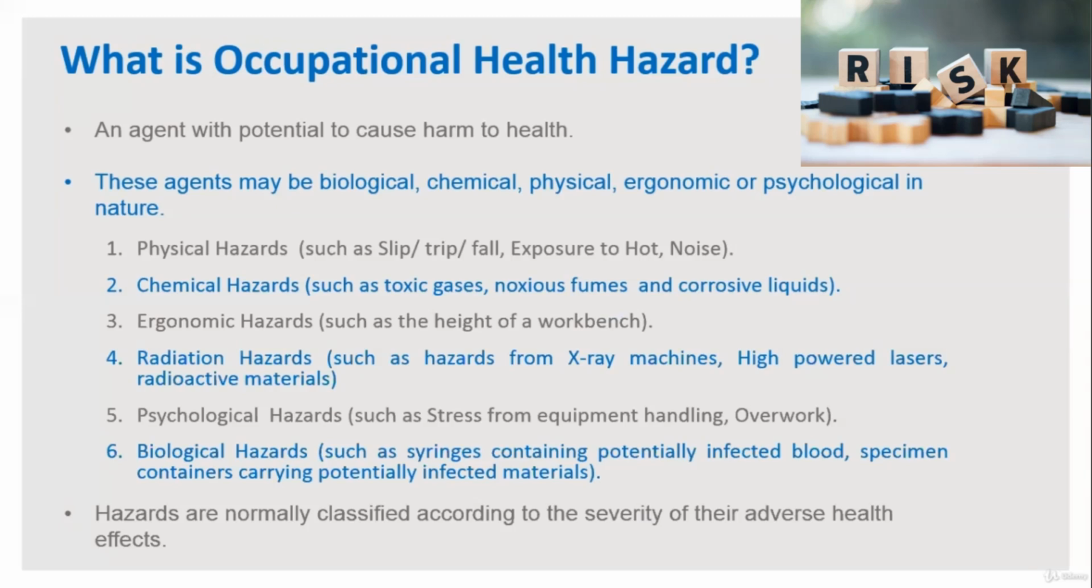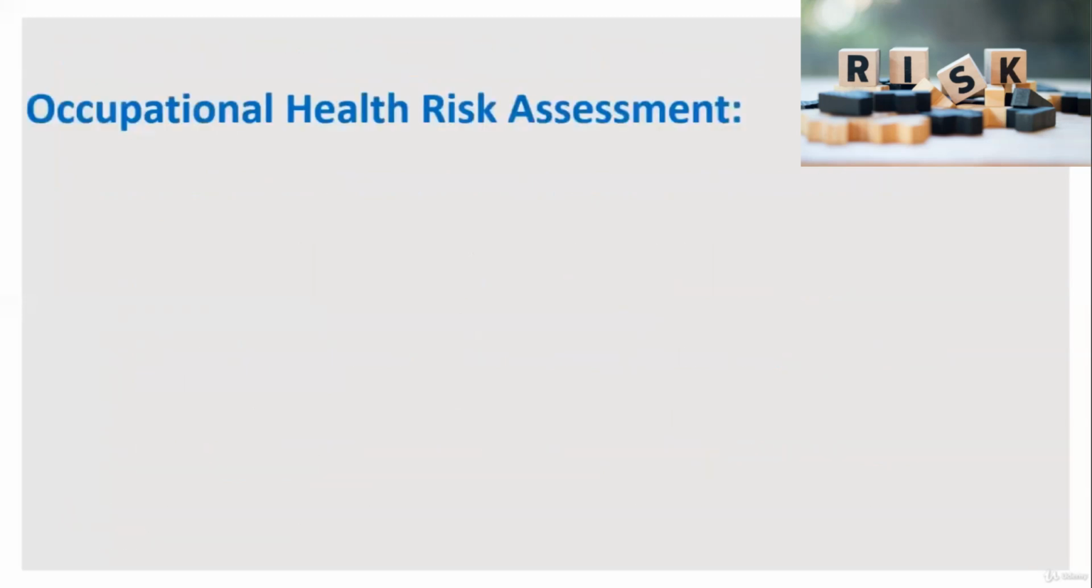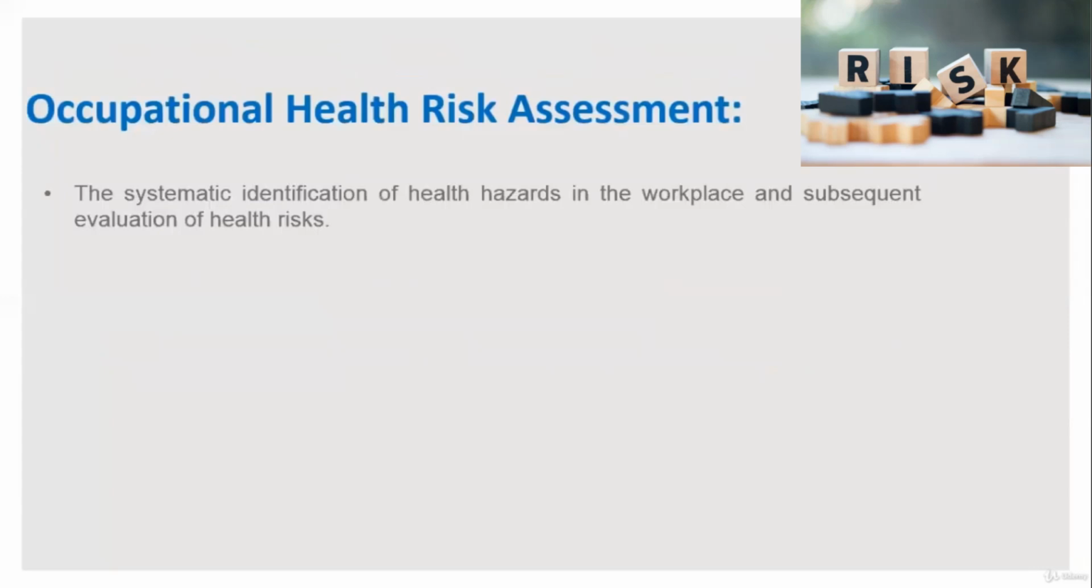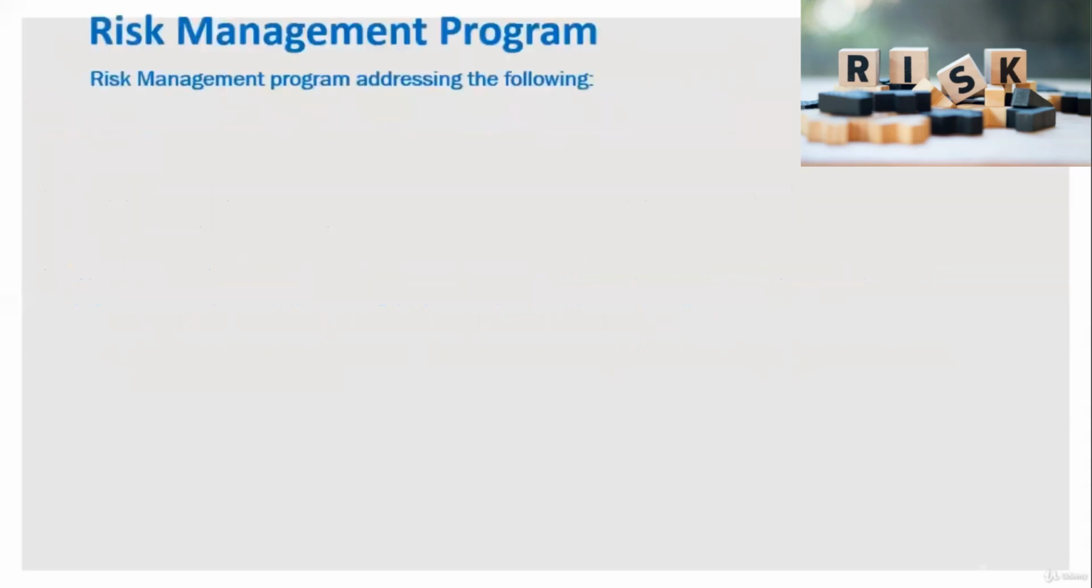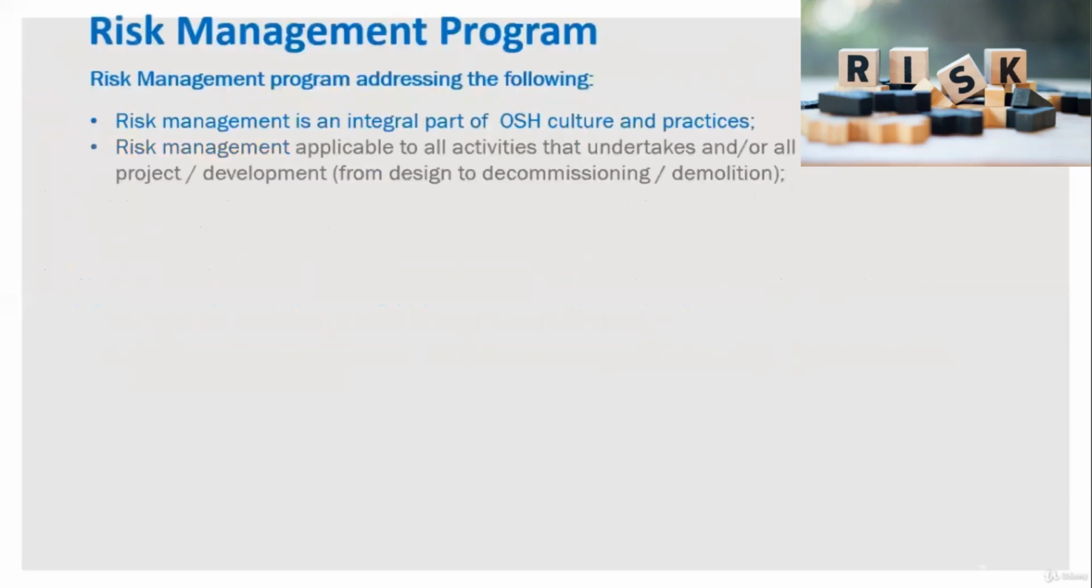So we have to understand what this adverse health effect is. For this we have to do a risk assessment. When you do a systematic identification of a hazard in the workplace, followed by evaluation of its health risk, the process of taking existing control measures into account and identifying and recommending further preventive control action where appropriate, this is called risk control measures. What is risk management?